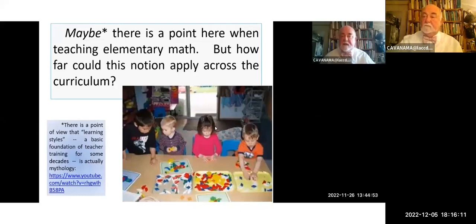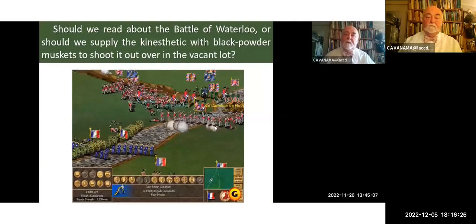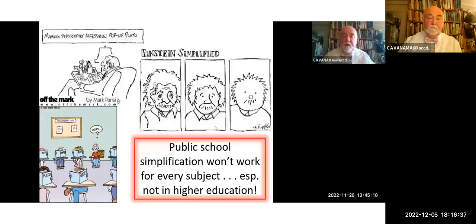Okay, you can see the point with elementary math. Possibly there will be some difference when some students can use manipulatives as opposed to adding up figures on a piece of paper, but it's got to have its limits too. Should we read about the Battle of Waterloo, or should we supply the kinesthetic students with black powder muskets and say, go shoot it out on that vacant lot? We can't do all modalities with all things. And I hope we shouldn't worry too much about that in higher ed.